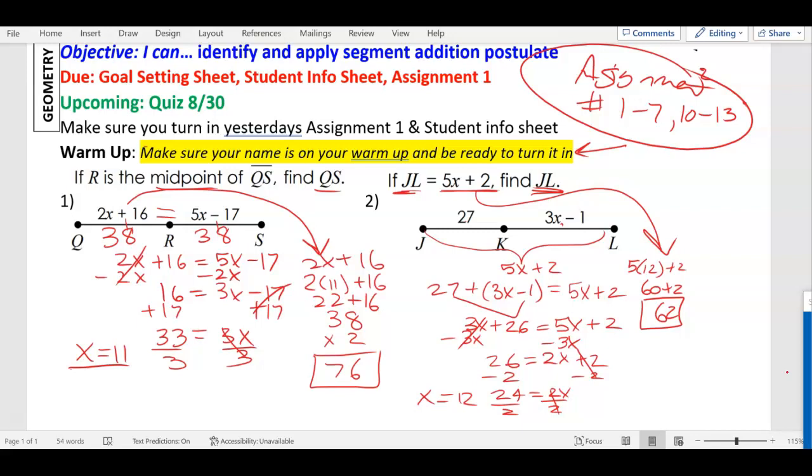I'm going to pick them up, easy 100 for the week. We do this every week, so let's get in the habit of doing this. Once you've done that, get started on your assignment. Don't waste time. You're doing numbers 1 through 7, and 10 through 13. Here we go.